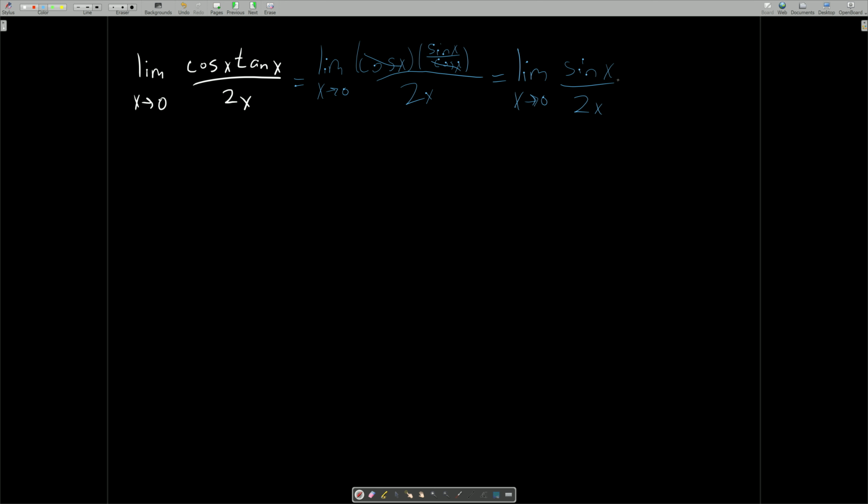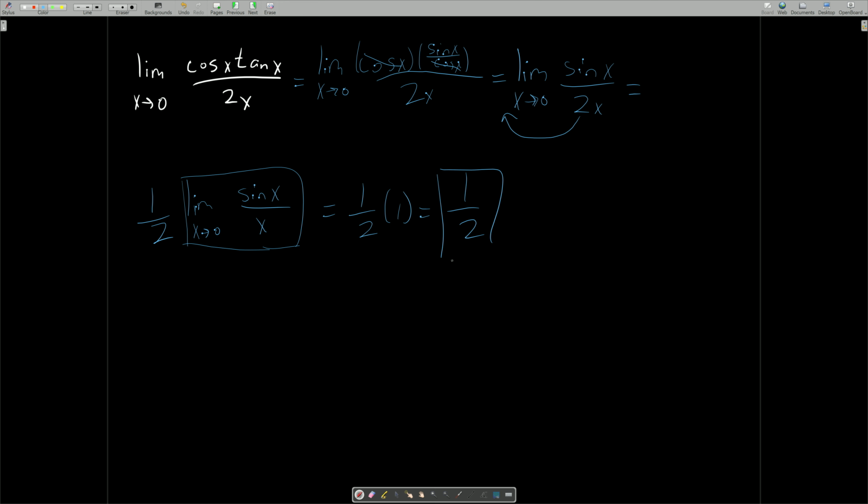You want to take the 2x and turn it into x. So what you can do is take this 2 and move it to the outside. That's 1/2 times the limit as x approaches 0 of sine x over x. You can take this limit and replace it with 1 now. 1/2 times 1. The answer is 1/2.